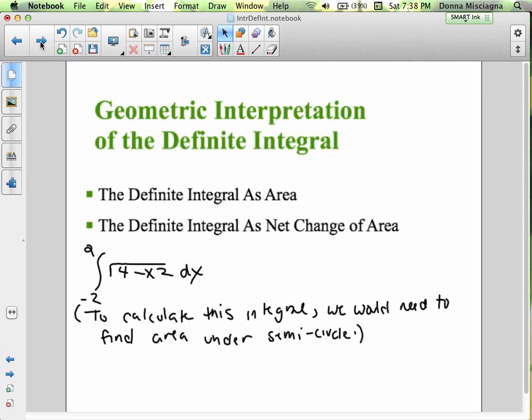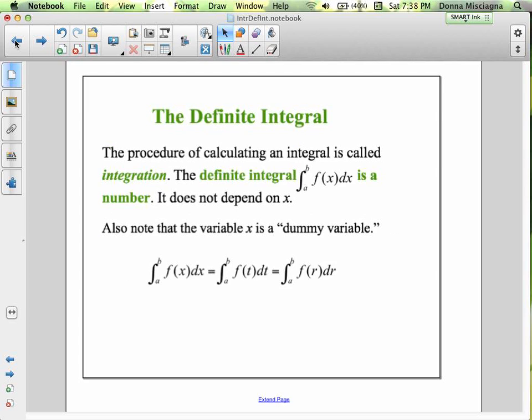There are some definite integrals where we'll need to use the geometric interpretation and evaluate as an area. So for instance, the integral of the square root of 4 minus x squared from negative 2 to 2 dx. To calculate this integral we would need to find the area under a semicircle, because we'd be darn stuck finding it any other way.